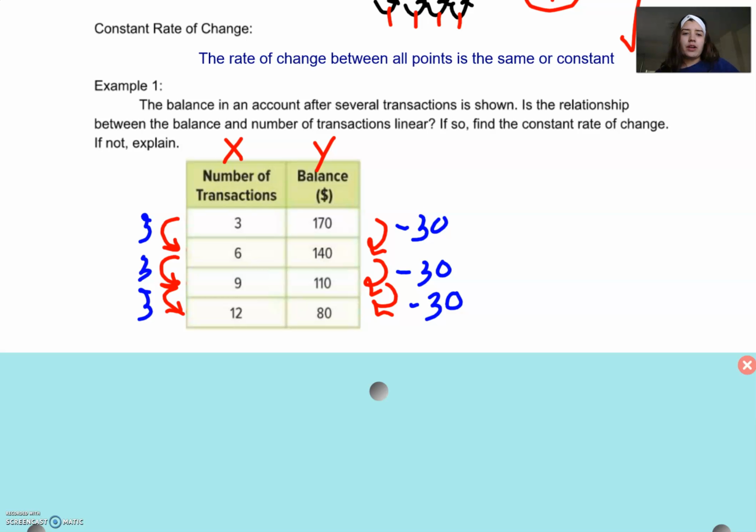So we're going to take our y and put it over our x. And then we have negative 30 over 3. If you divide this out, you should get negative 10. Now, because it is 3 and negative 30 for each side, this is a constant rate.